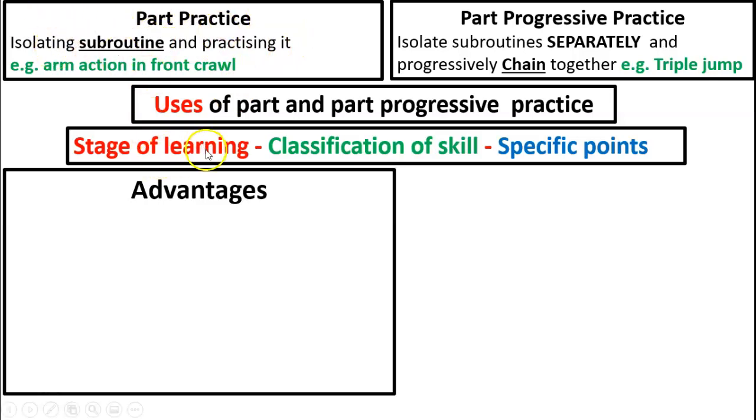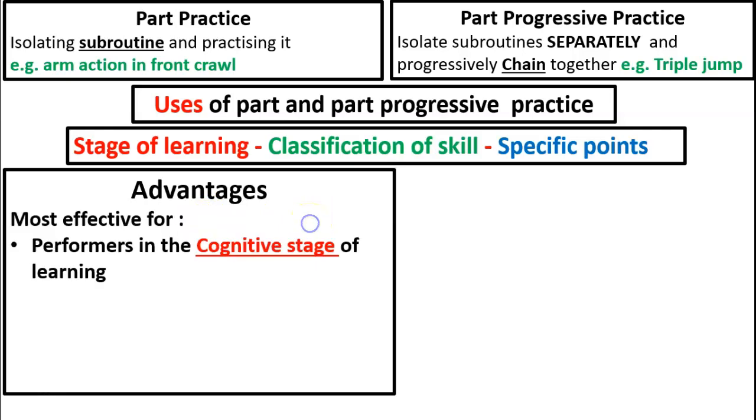The stage of learning to be best for, classification of skills, because there might well be more than one, and then some specific points we can put on top. So it should be pretty straightforward as I went through this on the previous slide. So we know then that from what I said before, part practice and progressive part practice are most, not only, but most effective for performers in the cognitive stage of learning.